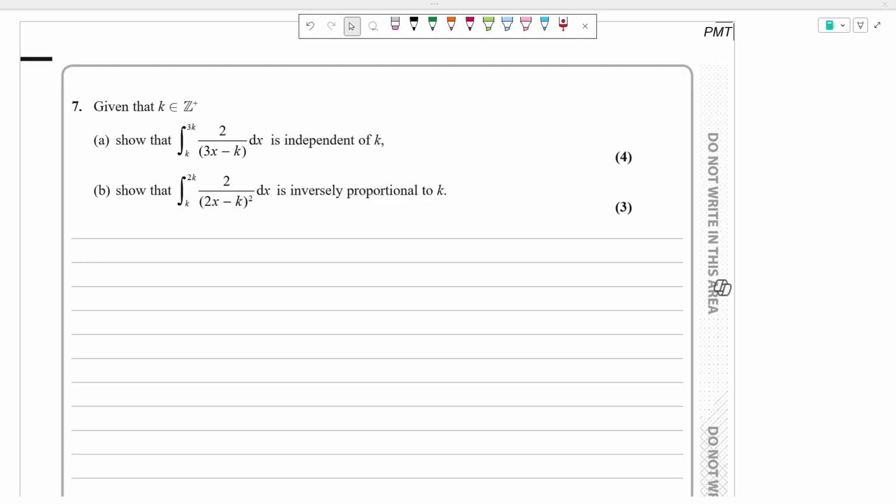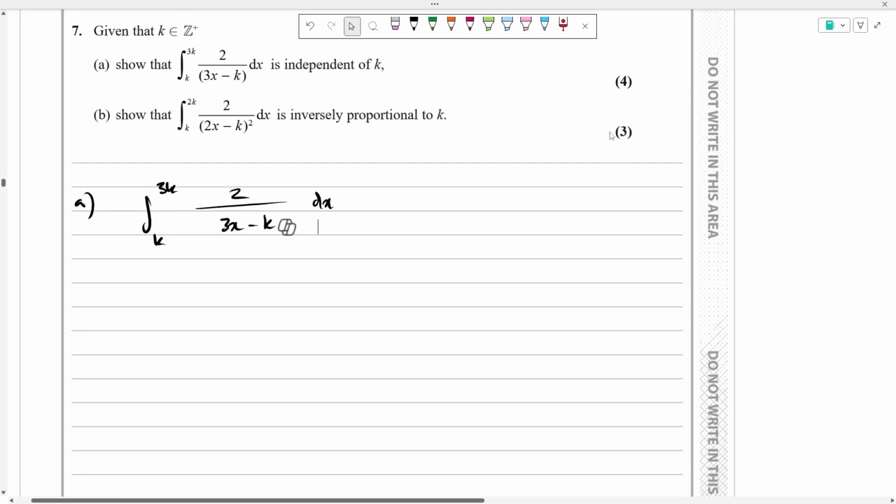Question 7. Given that k is a natural number, show that this integral here is independent of k. So essentially, what this is asking us is that when we integrate this integral with the following k limits, our final answer will probably not have a k in it, so it just doesn't rely on whatever the value of k is. We will still end up with the same answer.